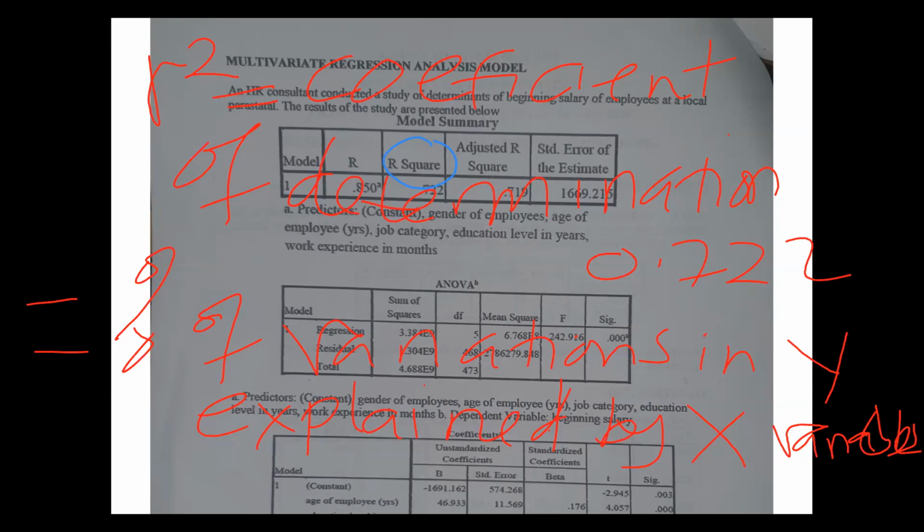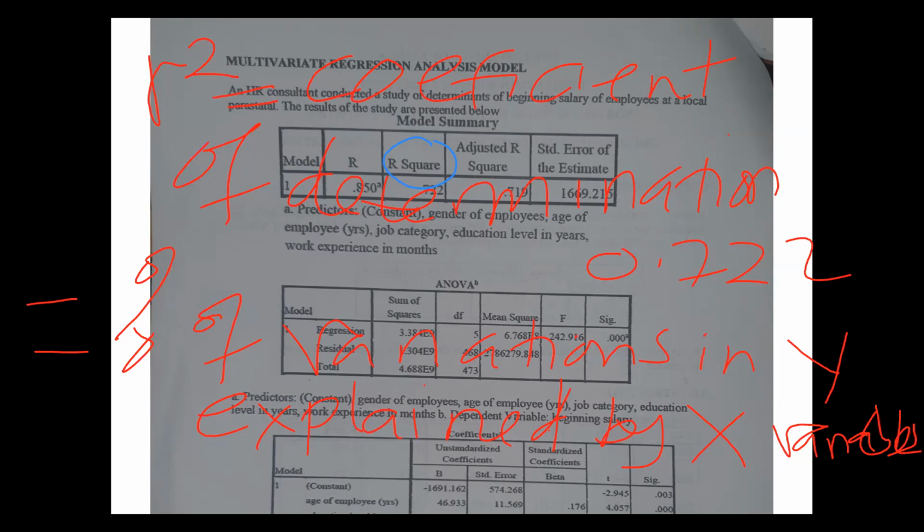That is to say, we are examining the percentage of changes that take place in the dependent variable. You know that y means a dependent variable. In our context, you're talking about the beginning salary, right? That's our y variable. So we are examining the percentage of variations or the changes in the y that are as a result of the x variables that we have. These variables that we have listed, like gender of the employee. Is it because somebody is a male or female that determines their salary?